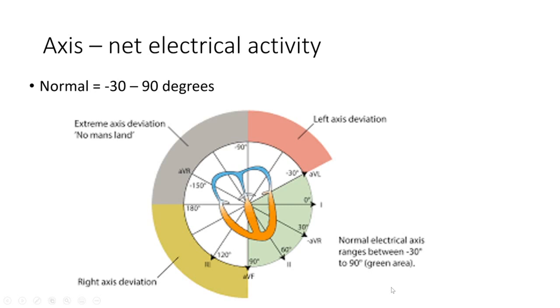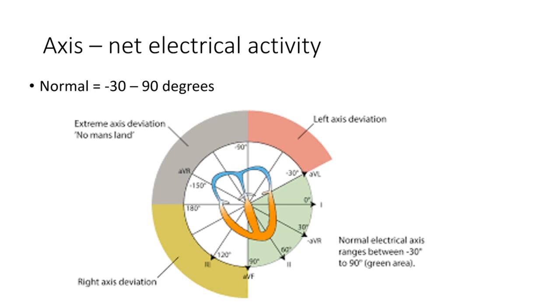And that is defined by 0 being this horizontal vector, which is made by lead 1, and that's marked by this green section here. And that makes sense because the heart, if you manage to imagine this stuck to somebody's chest, the heart's net electrical activity goes in this general direction.